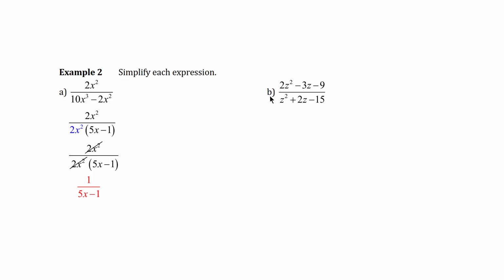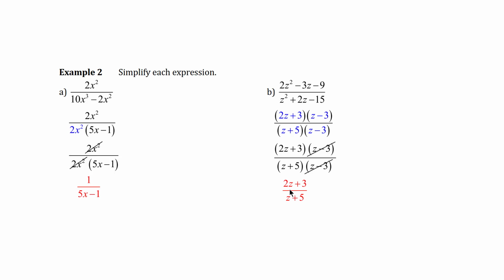Moving on to part B, we have 2z squared minus 3z minus 9 divided by z squared plus 2z minus 15. In order to simplify this expression, we need to factor the numerator and the denominator. Factoring the numerator and the denominator, we get parentheses 2z plus 3 times parentheses z minus 3 divided by parentheses z plus 5 times parentheses z minus 3. Next, we could cancel out the common factor of z minus 3. The result is 2z plus 3 divided by z plus 5. This expression can't be simplified any further, so this is our final answer.